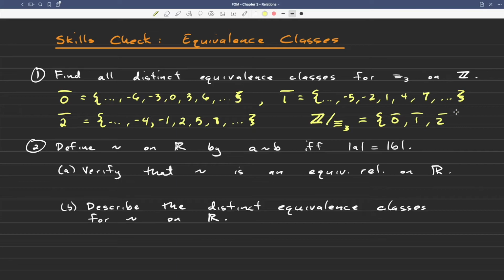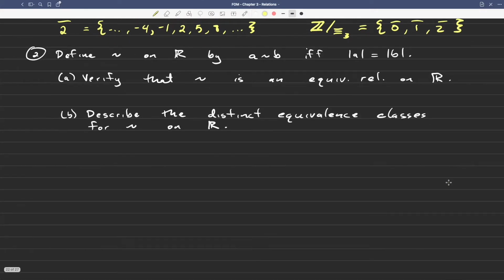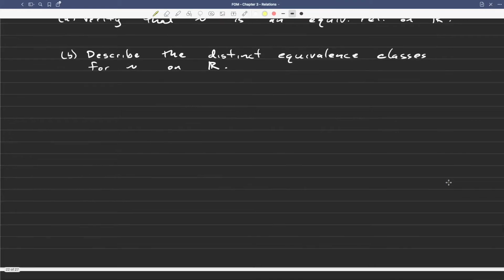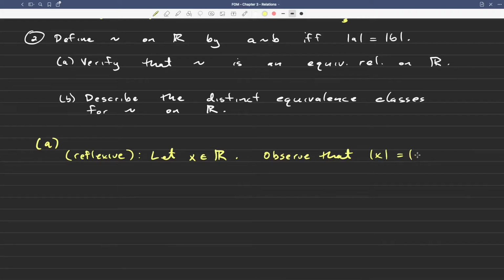And then our quotient space, Z modulo equivalence mod 3, consists of those 3 equivalence classes, 0 bar, 1 bar, and 2 bar. Okay, for number 2, we want to first verify that tilde is an equivalence relation, and then secondly, we want to describe the distinct equivalence classes. So let's do that. For part A, we'll check reflexivity. To check reflexivity, we'll take an arbitrary element in the set. In this case, our set is all of R, so I'll take an arbitrary element x in R, and we'll simply observe that the absolute value of x certainly equals the absolute value of x. So x is equivalent to x, and we have reflexivity.